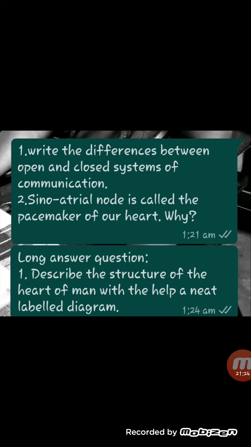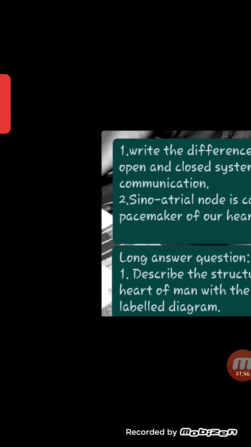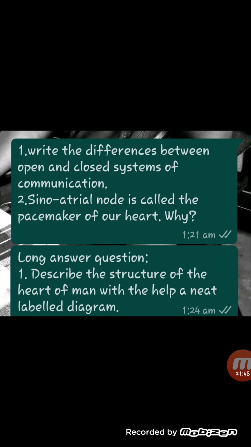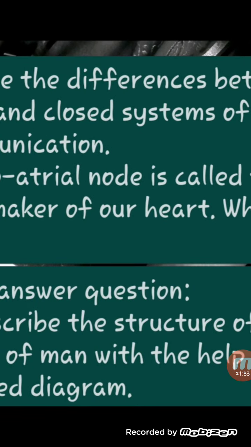Take assignment. Write the differences between open and closed systems of circulation. Sinoatrial node is called pacemaker of the heart. Why? Next one. Describe the structure of the heart of man with the help of neat labeled diagram.